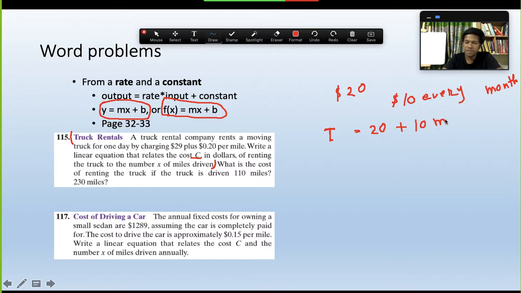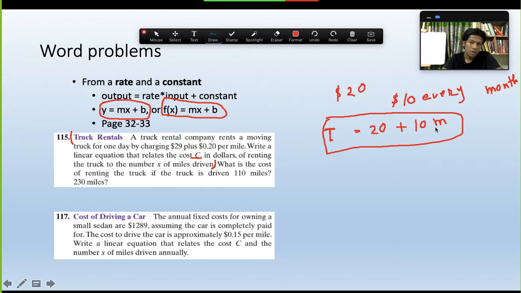Now after 6 months you can put 6 instead of M. Then 10 times 6 means 60, and 60 plus 20 means 80. If someone asks what happens after 12 months, then for M you write 12, then 12 times 10 is 120, and 120 plus 20 means 140. So you get the solution. When you have a mathematical model, you can put in the value and do the calculation for any number of months.